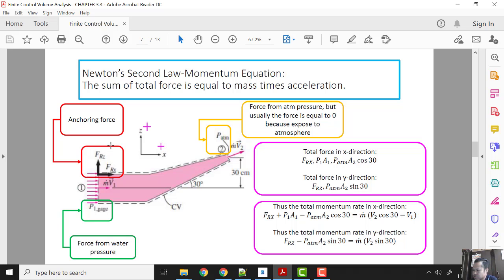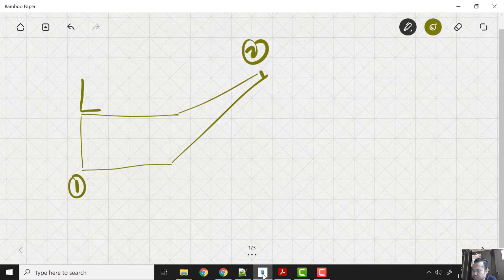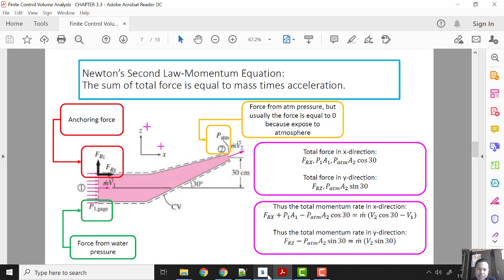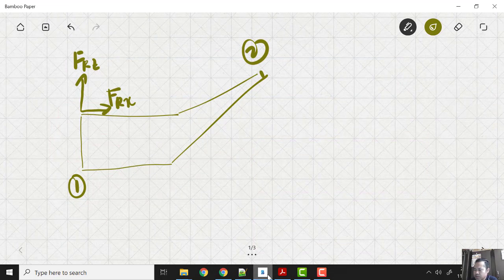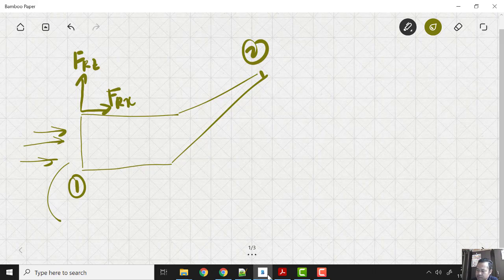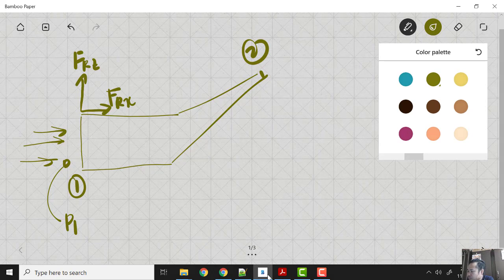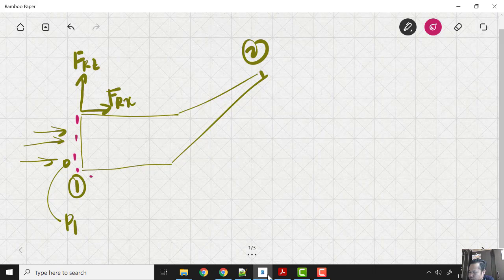In order for the pipe to be static, we have here the anchoring force Rz in the Z direction and anchoring force Rx in the X direction. And then we have the force from the water. So water is flowing in the pipe, here given with a pressure P1, the water flowing at pressure 1. The pipe here is our control volume.